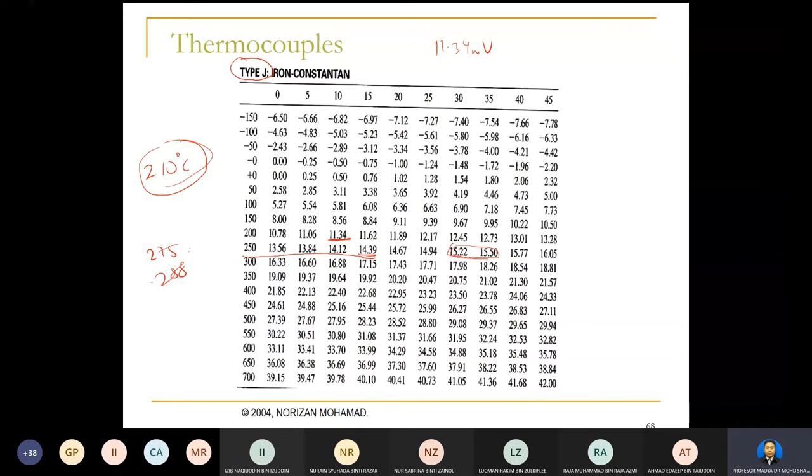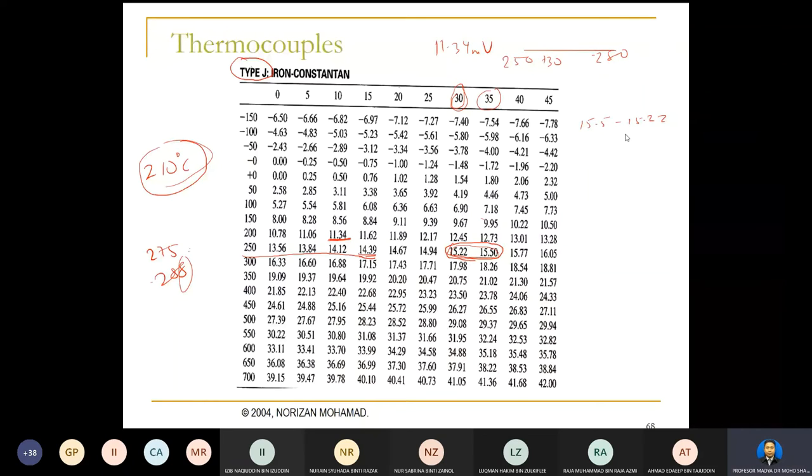So this one, you can use the mathematical method. 250 plus 30 is 280. So we need another 8. So we know from this value to this value is 15.5 minus 15.22. We get the difference here and then divide by 10. For example, 15.5 minus 15.22 divided by 10.